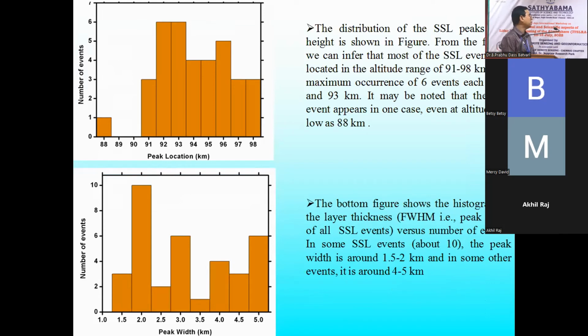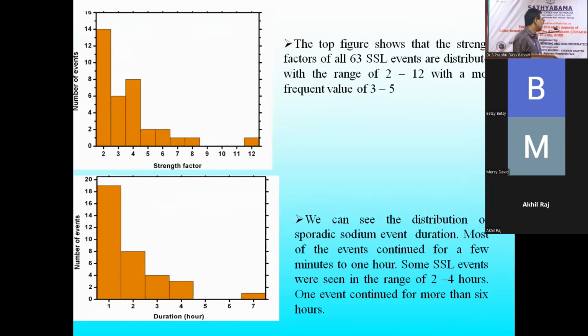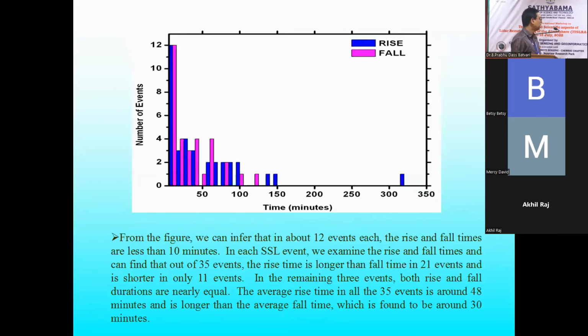A few statistical parameters are given as histograms, like strength factor, peak width, and how they were observed. This is the strength factor, and this is the time of occurrence, and the rise and fall times. Start of the peak to the maximum peak we have considered as the rise, and from the middle of the maximum peak density to the end, that is the decay of the SSL, we consider as the fall. In this one we have observed more rise than decay, that means the rising time is more than the falling time.